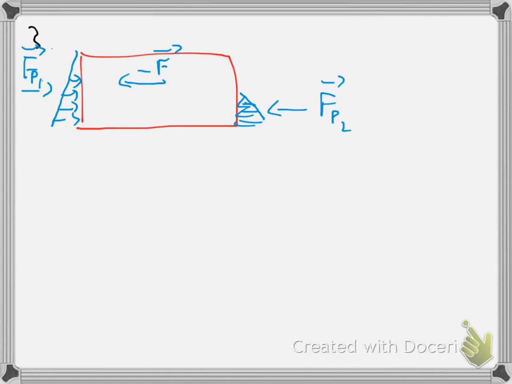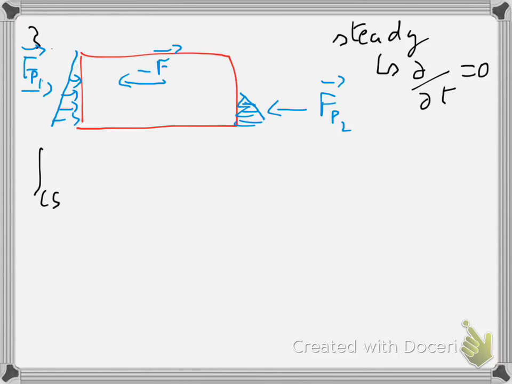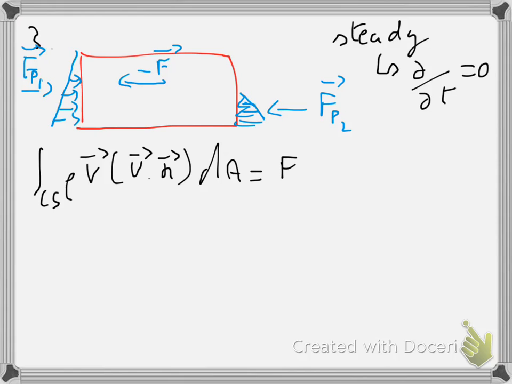So the flow is steady. So again, I'm going to make a note here. Steady means d/dt equals 0. So we are left with the integral over CS of rho v Vn dA is equal to Fp1 plus Fp2 minus F.